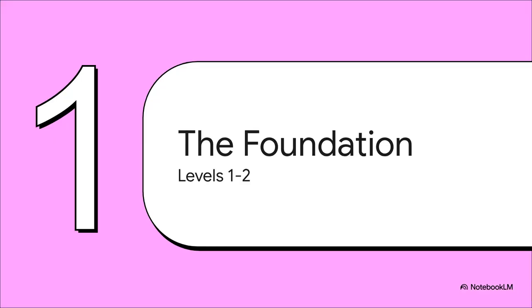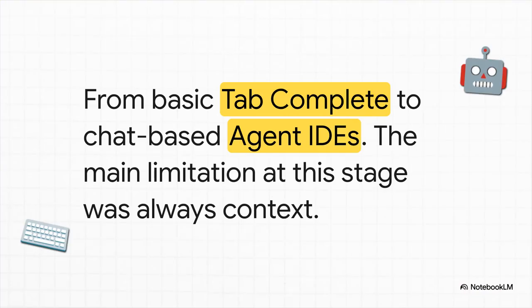Okay, so let's start at the beginning with the foundation. These are levels 1 and 2, which honestly most of you are probably already familiar with. So, level 1, that was basically tab complete. The early days of Copilot. Super simple, but it worked.